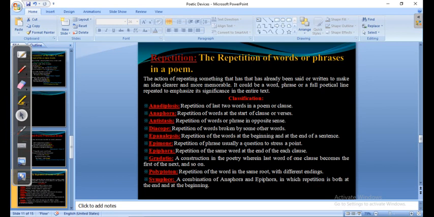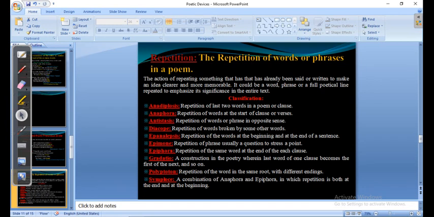Or we will say, बड़े चलो, थकन का नाम भी न लो, बड़े चलो. This is the repetition of a line. Again after a few lines the poet uses the words बड़े चलो. We call it the repetition of words or phrases in a poem. It signifies the action of repeating something that has already been said or written to make an idea clearer and more memorable. It could be a word, phrase, or a full poetical line repeated to emphasize its significance in the entire poem.